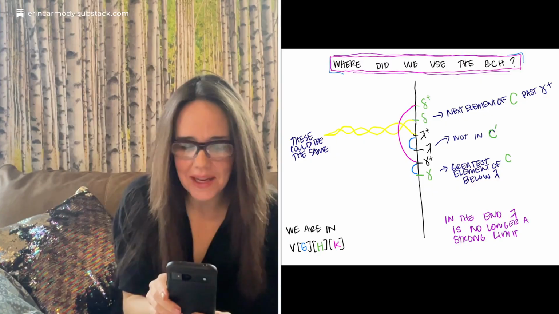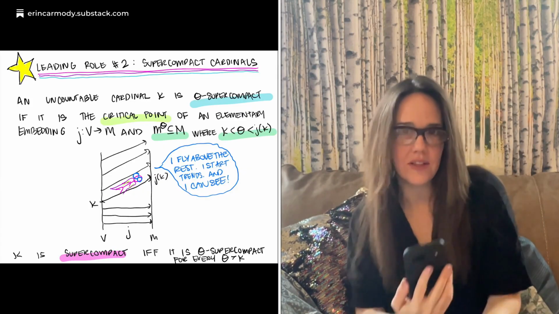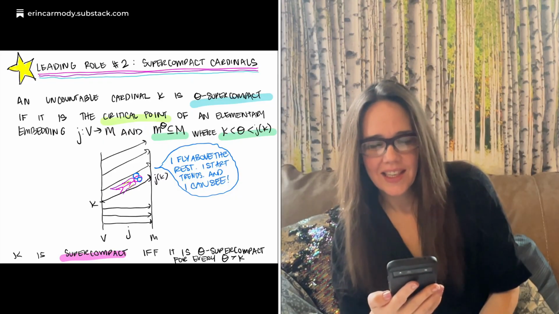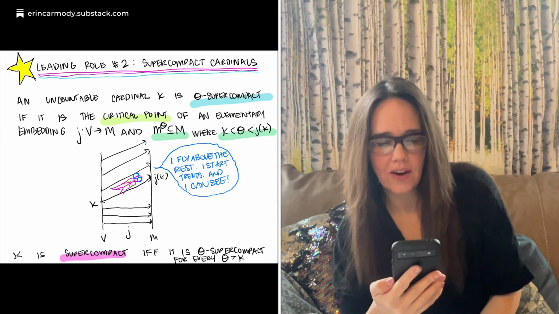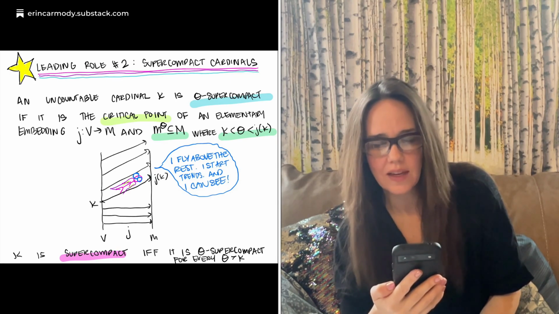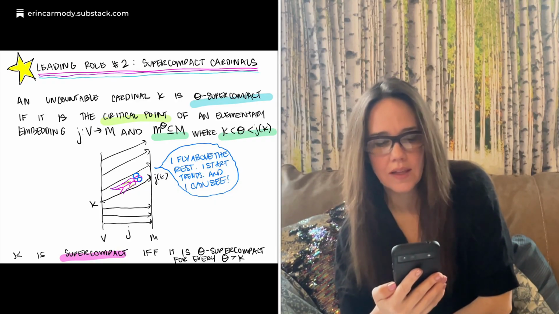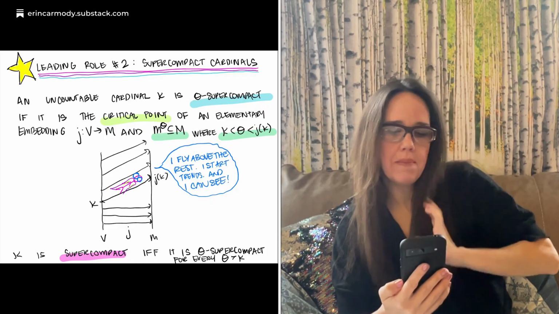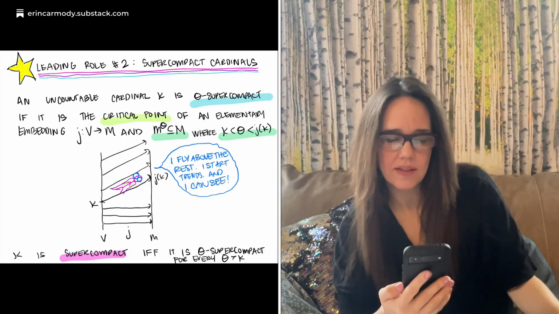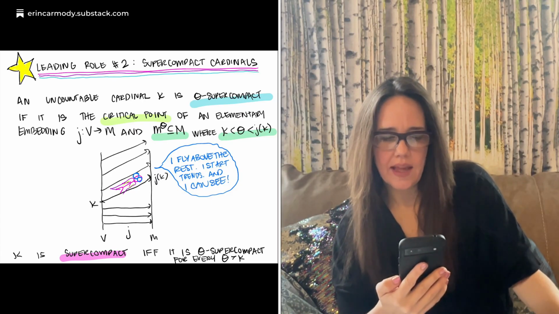The other thing I made was the main part of this talk, which is about supercompact cardinals. So this is just a slide starting to get into supercompact cardinals. An uncountable cardinal kappa is theta supercompact if it's the critical point of a non-trivial elementary embedding j from V to M, where M is transitive and M to the theta is a subset of M, where theta is between kappa and j of kappa.